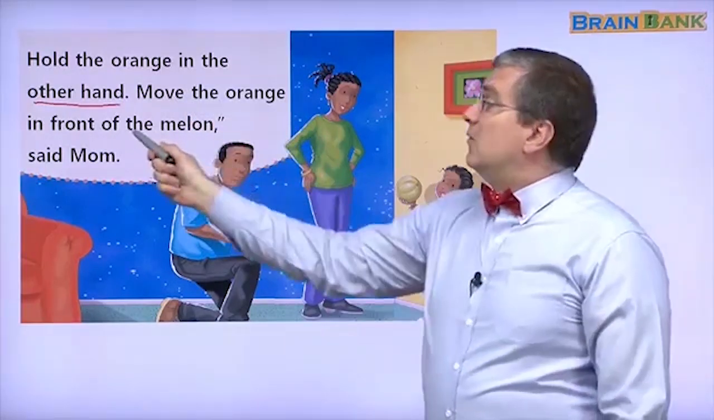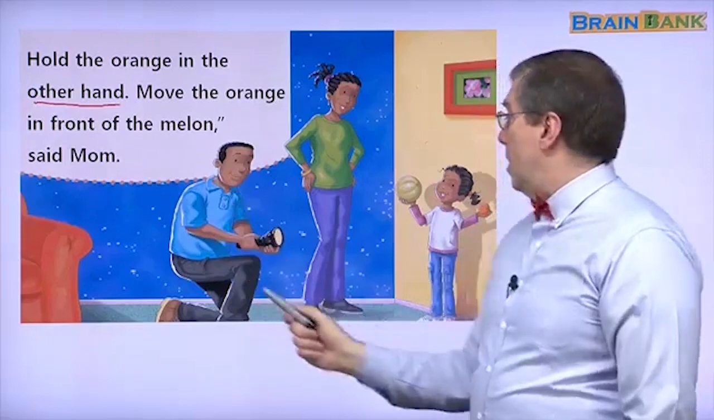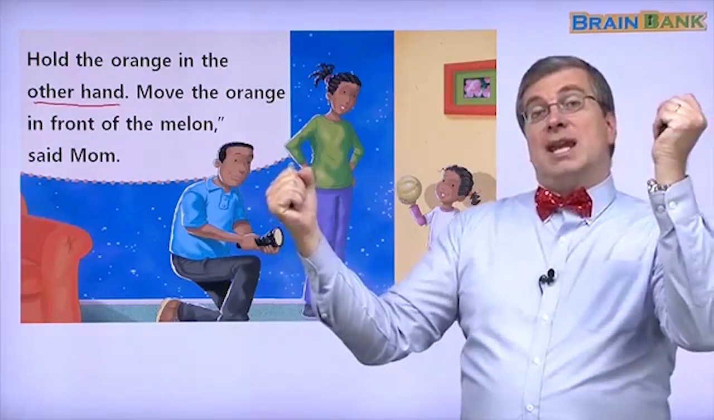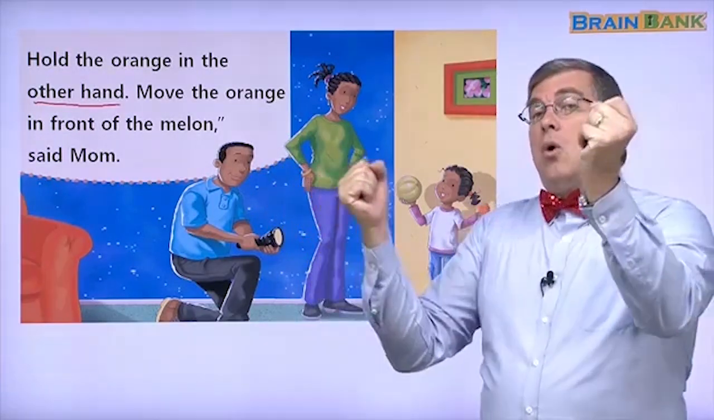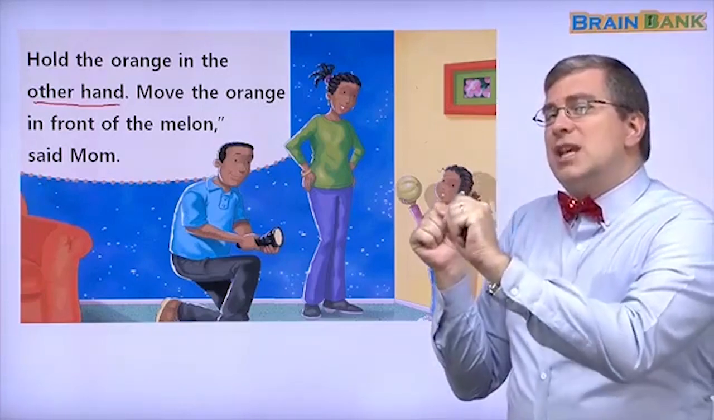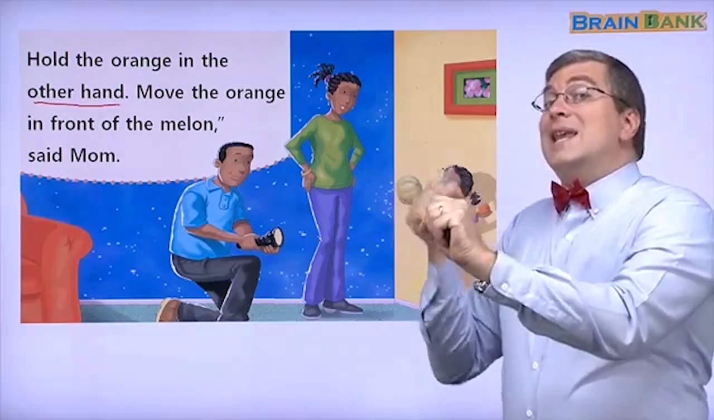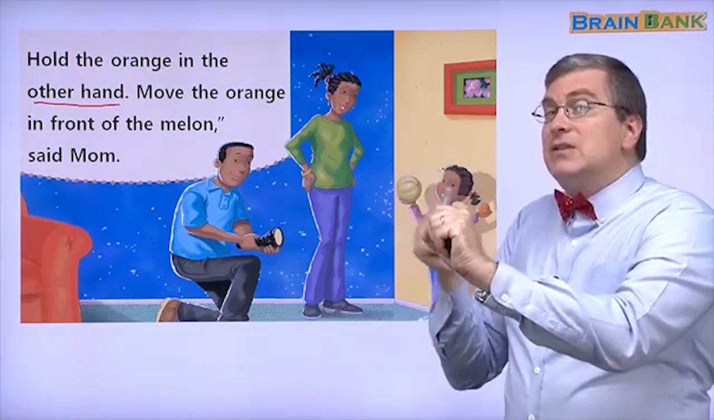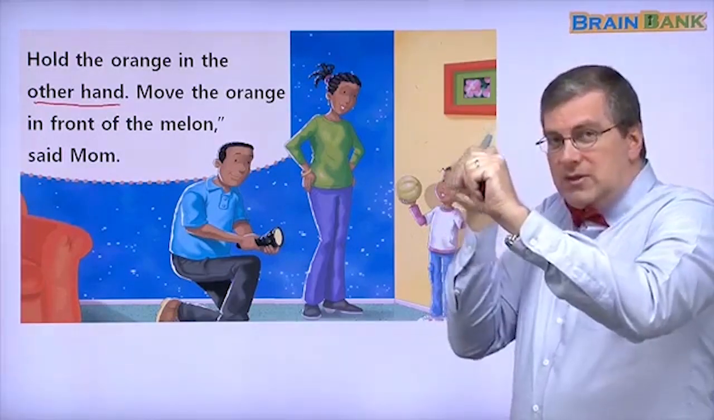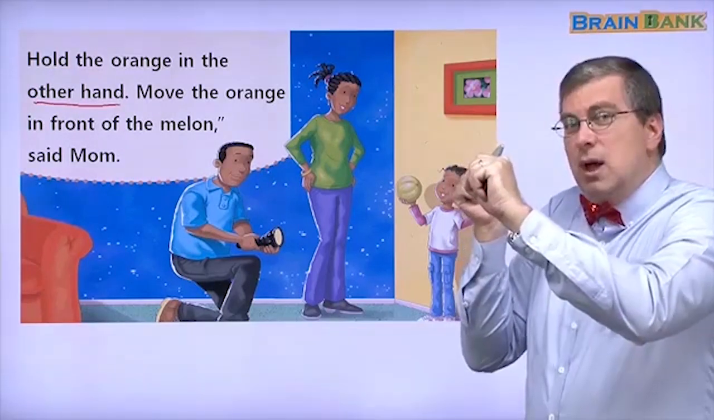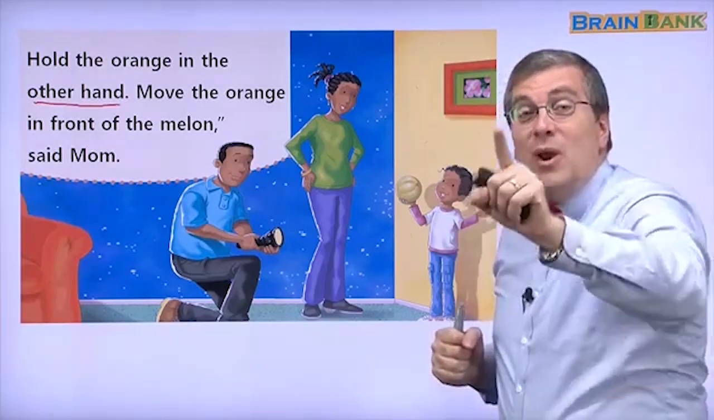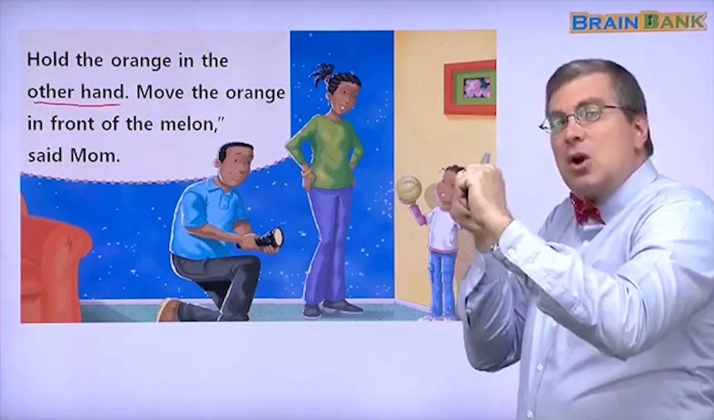"Move the orange in front of the melon," said Mom. Here, she's holding the melon here, the orange in the other hand. Move the orange in front of the melon. What is the orange? The orange is the moon. What is the melon? The melon is the earth. So in an eclipse, here is the moon, here is the earth behind the moon. Where is the sun? You are the sun. The sun is there where you are. Here is the moon, here is the earth. Okay?